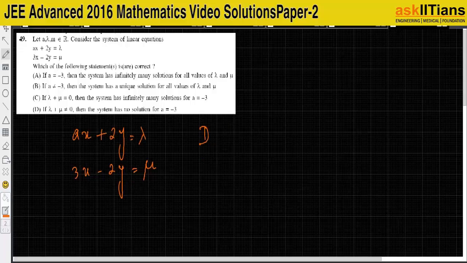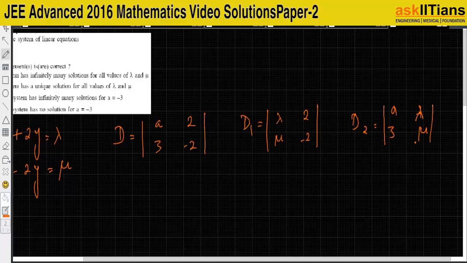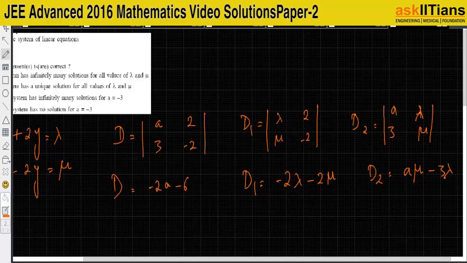First of all, tell me what is D. D is nothing but the determinant of A, 2, 3, minus 2. This is D. What will be D1? D1 is, I'll replace the first column by the constants. So D1 will be lambda, mu and 2, minus 2, and D2 will be lambda, mu, A and 3. So these are the values of D, D1, D2. D will be minus 2A minus 6. D1 is minus 2 lambda minus 2 mu. D2 is A mu minus 3 lambda.